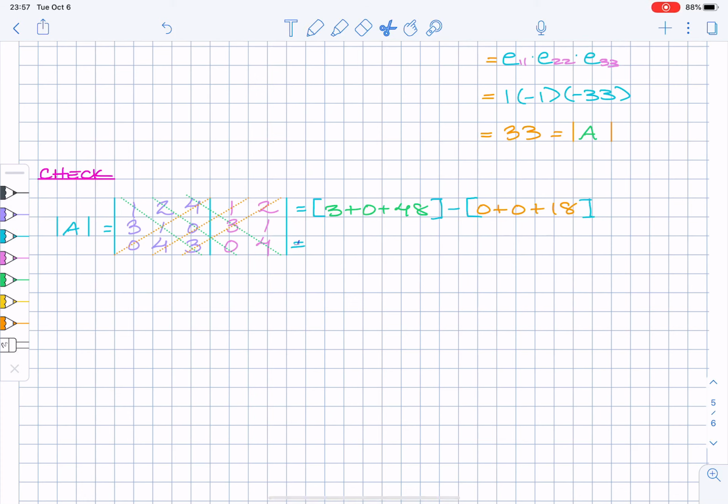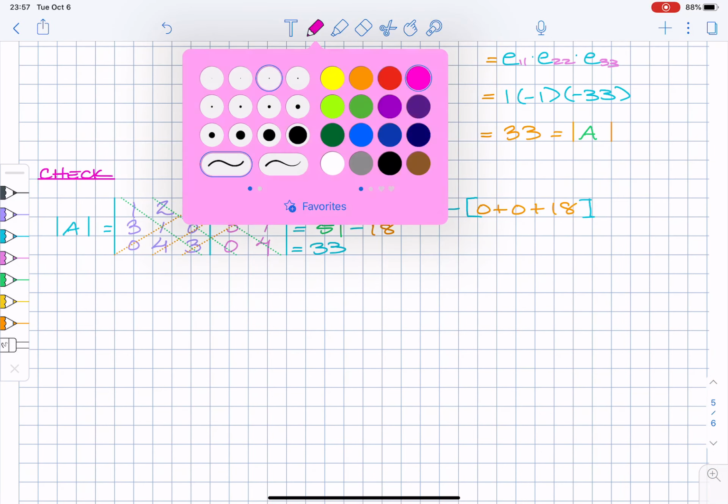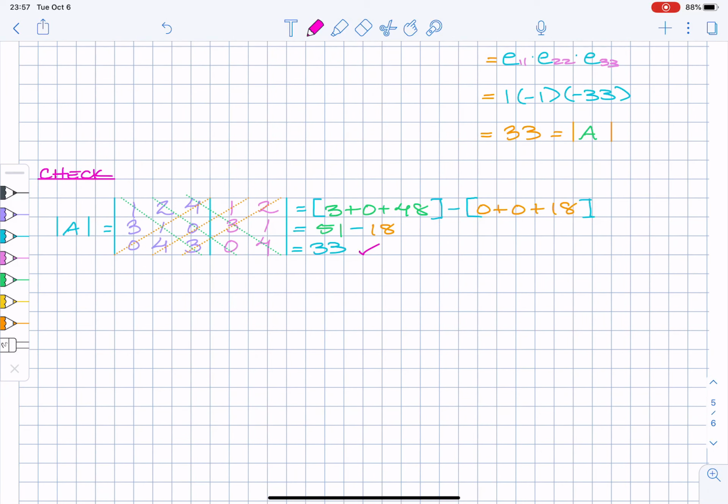So 3 plus 48 is going to be 51 minus 18. Okay, so if I subtracted 20 from 51, I would get 31, but I'm too shy, so that's 33. Holy moly, we did it. Thank goodness. Check mark. It does work. Okay, so I think I will let you go here, and that is the end of chapter 9.